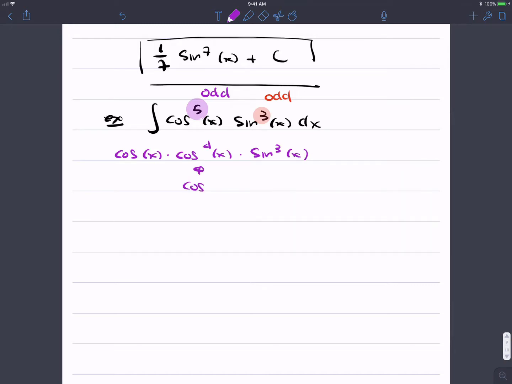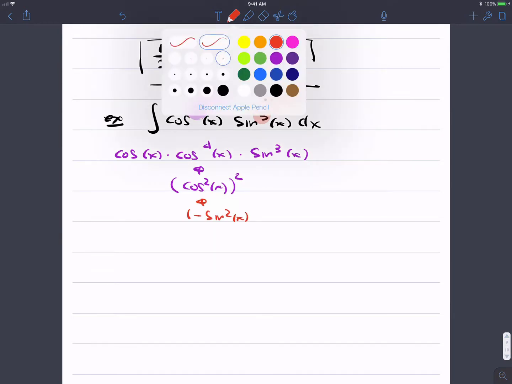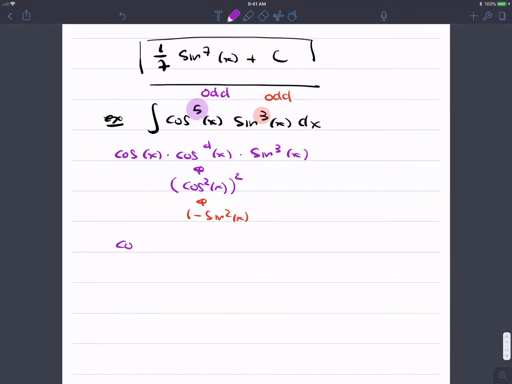And again, I replace this 4th power with cosine squared squared. So now I can use the Pythagorean identity of 1 minus sine squared. So let's see what this all is altogether. We've got that factor of cosine, 1 minus sine squared squared, sine to the 3rd power.